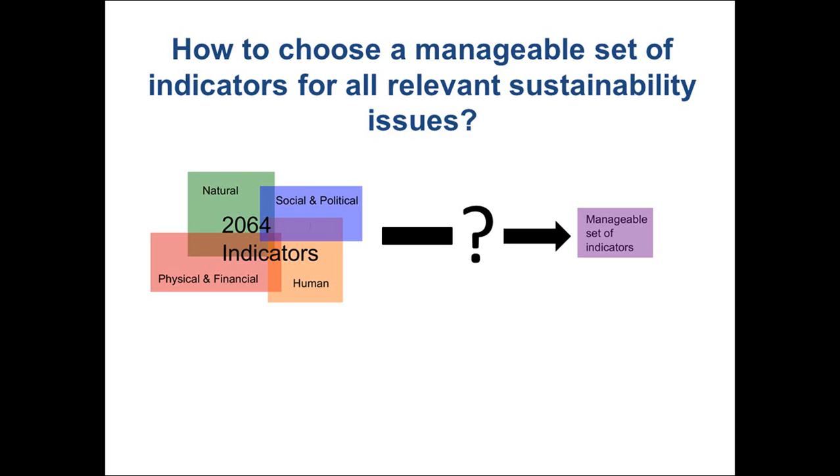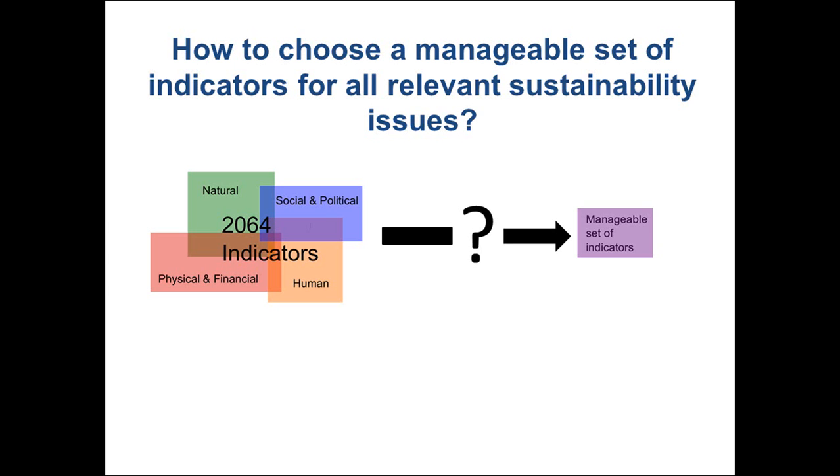So although the multitude of indicators gives decision makers many different ways to measure sustainability, it also makes it very difficult to identify a manageable set of indicators to represent all the issues one cares about in a specific context, since really it's unrealistic and unnecessary to track this entire set of indicators for each case.